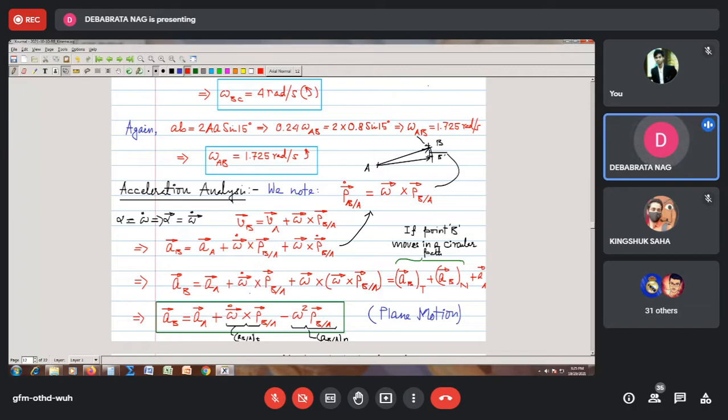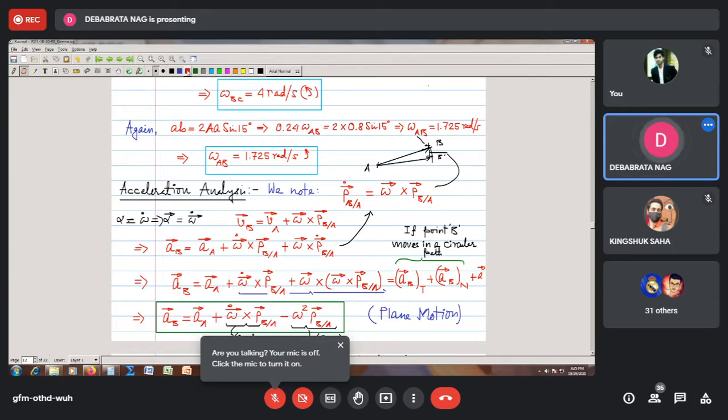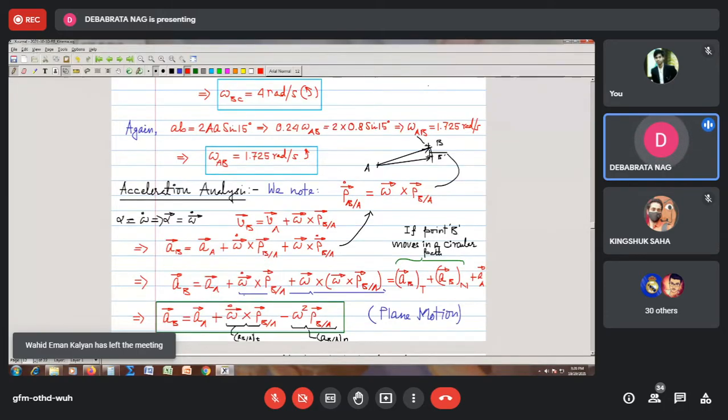So if I take these two terms together, they can be written in this manner. The first term is written as a bar t. This is called the tangential acceleration, and this one we'll call the normal component of acceleration. To it I have to add the acceleration of point A. The point A is not visible here, so let me write it properly for you. This is the acceleration of point A.